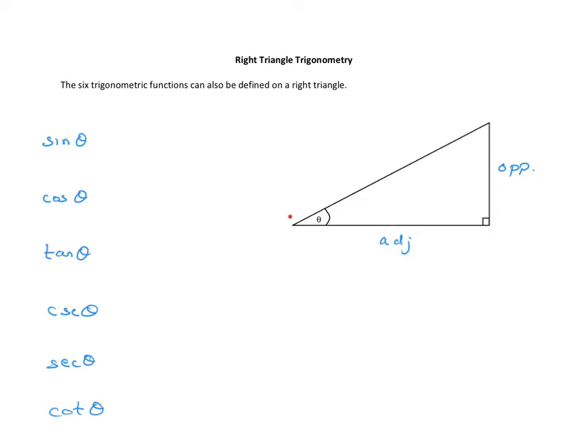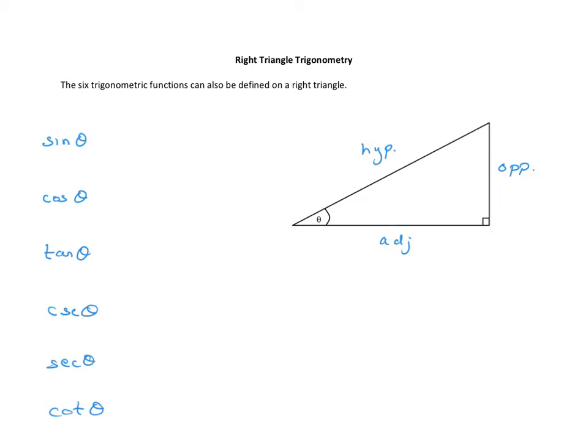And finally, this side, well, it's also adjacent to this angle. This is referred to as the hypotenuse. It's the one that is opposite the right angle. So I'll abbreviate that like this for hypotenuse. So using these 3 sides of any right triangle, you can define these 6 trig functions.